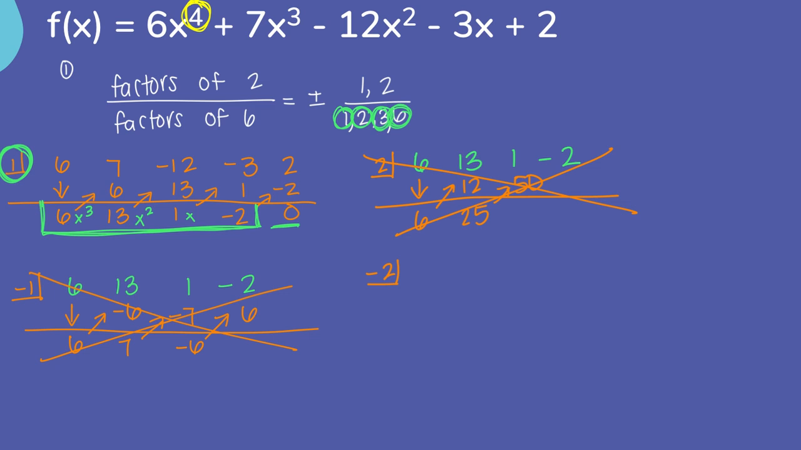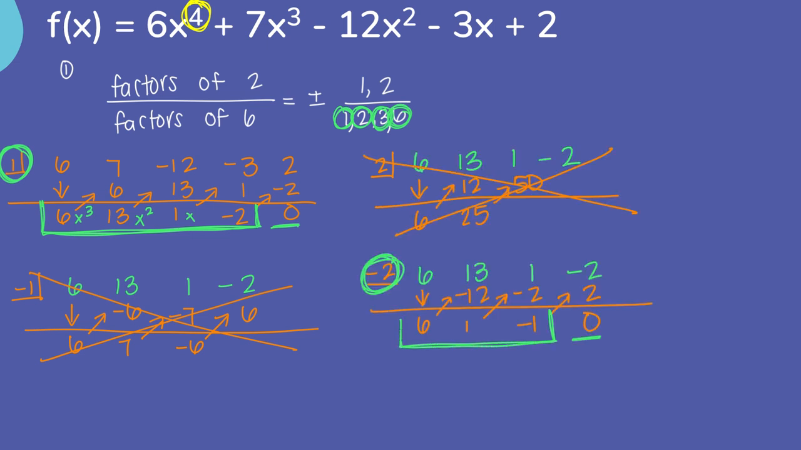Again, I'm using 6, 13, 1, negative 2. Bring that 6 down. I'm going to get negative 12, which gives me a positive 1. I'm going to get negative 2, which gives me negative 1. Positive 2, and that gives me 0 as a remainder. Is negative 2 a possible answer? Yes, negative 2 is one of my answers, because I have a remainder of 0.